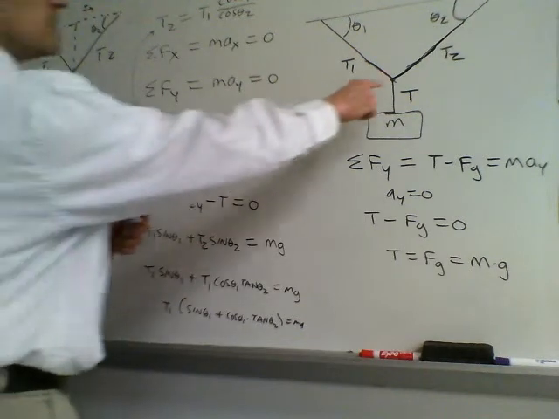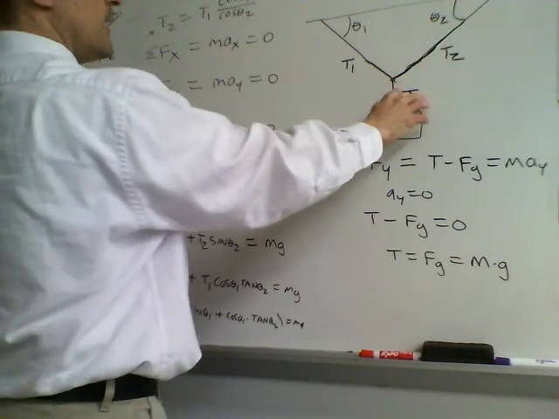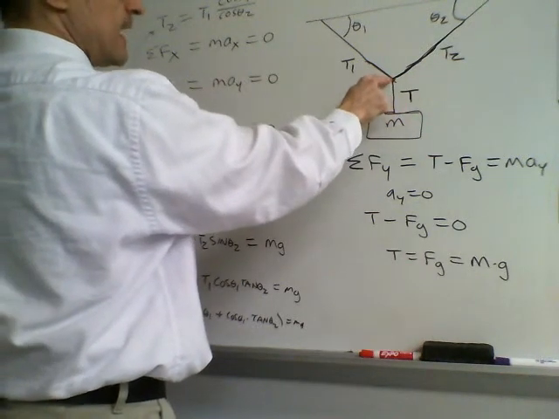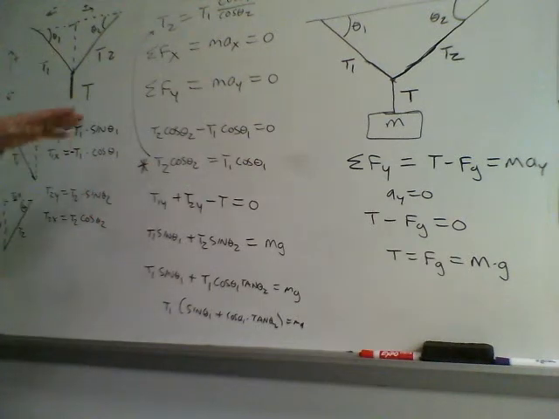Then we go and look at this node here where the three cables meet. In this case, the forces acting on that node are T1, T2, and T. So in order to understand what was going on, we had to take T1 and T2 and break them into their x and y components. So we had a T1y, a T1x, a T2y, and a T2x. What we realized, though, is that T1 was pointing in our negative direction, so T1x had to be negative.